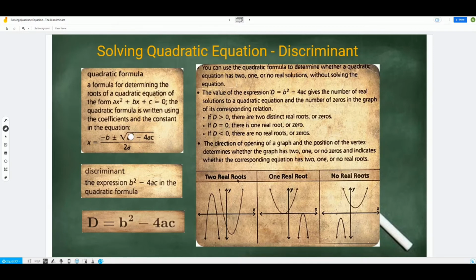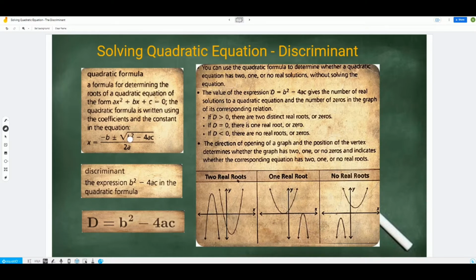If you look at it here, if b squared minus 4ac is greater than 0, then negative b plus or minus some value, so it should have two distinct zeros. And also if D is greater than 0, look at the graph, there are two zeros. No matter whether it opens downward or upward, as long as D is greater than 0, there are two distinct zeros. If D equals 0, b squared minus 4ac equals 0, the square root is 0, so there is only one zero, that is negative b over 2a. If you look at the graph, only one zero, no matter whether it opens downward or upward.